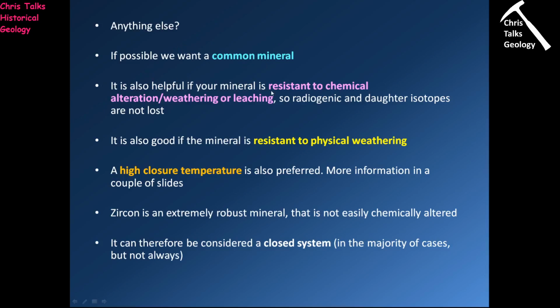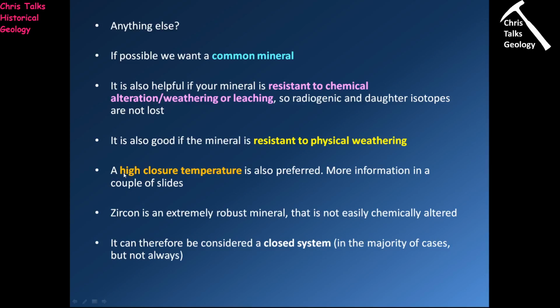It's also helpful that your mineral is resistant to chemical alteration or weathering. So we want our crystal to be stable. This means that over time our crystal won't be damaged by chemical processes or physical processes. And so the crystal that we analyze in the lab will be the crystal that pretty much formed when it crystallized out from, let's say, the magma. Nothing will have changed, because we want our crystal to be a closed system.